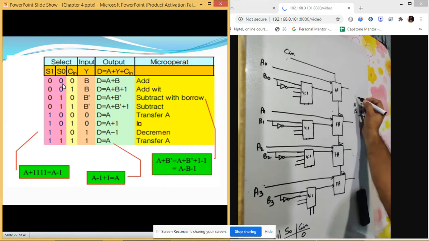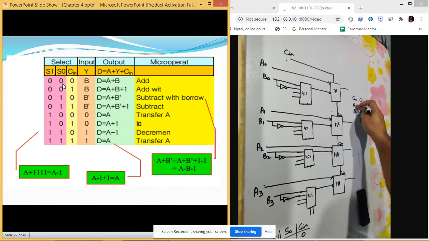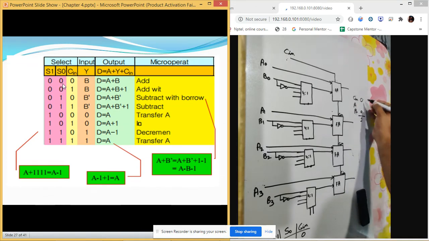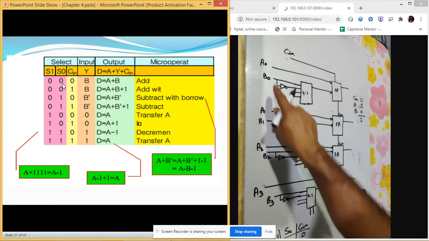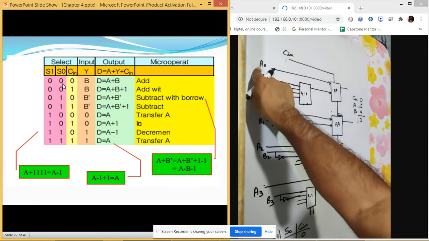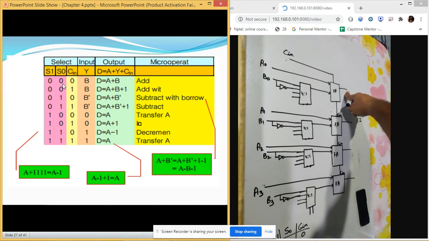So in this case, if my value of Cn is 0 and value of B is 0, what value will I get as output, whatsoever I provide at A? If I give the value 0 at A, my answer will be 0. If I give the value 1 at A, my answer will be 1. So simply what operation is it? Whatever value I give at A, I will get the same value at the output. So it is a transfer of A operation.